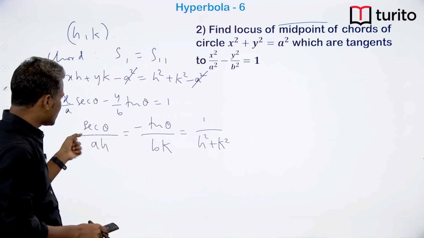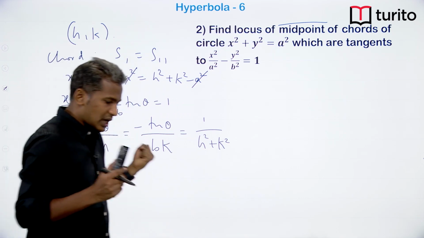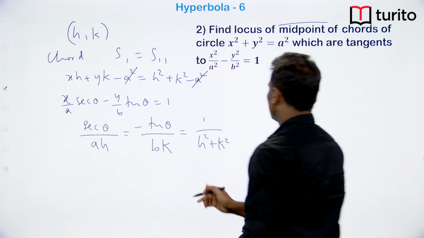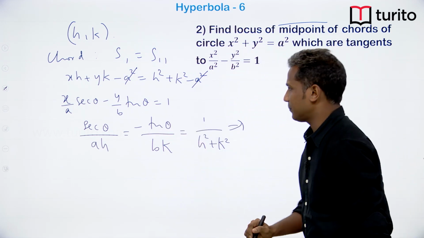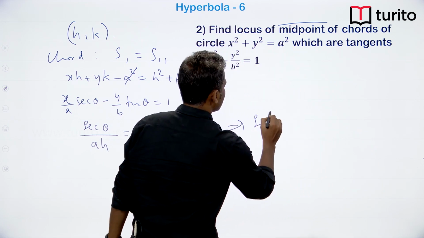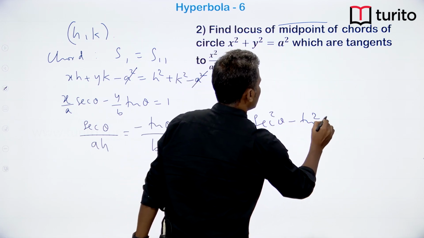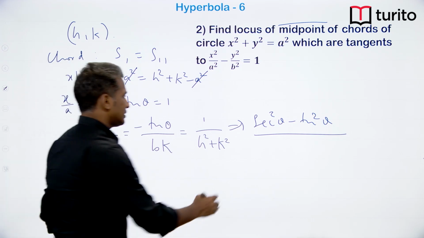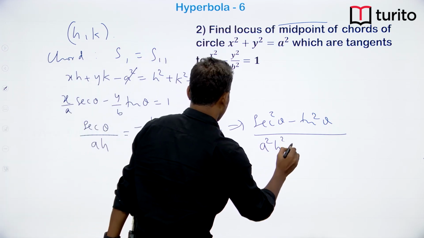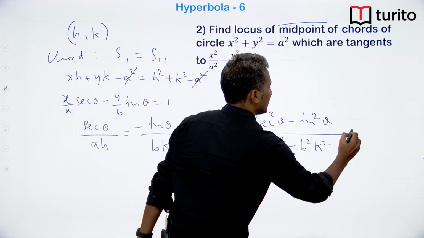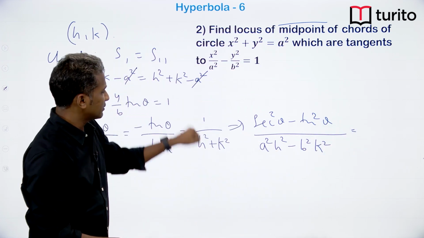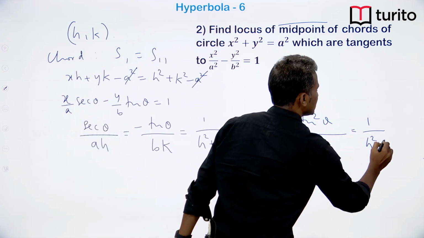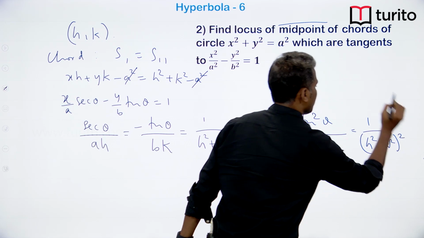Here I am just seeing it directly, because I know that sec square theta minus tan square theta is always going to be 1. So, here I am going to apply that idea. What do I get? Sec square theta minus tan square theta, divided by square the denominators and subtract. So, a square h square minus b square k square is equal to the square of this third term, which is 1 by h square plus k square whole square.